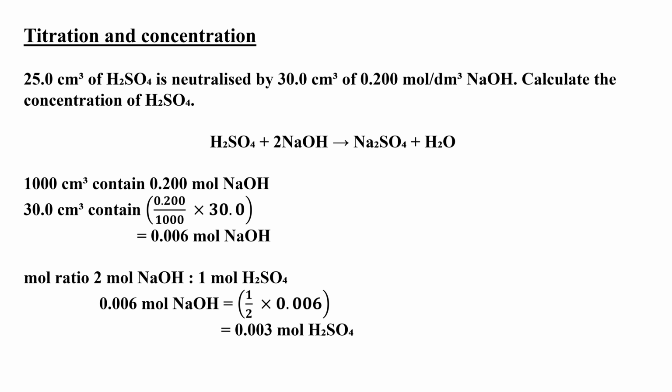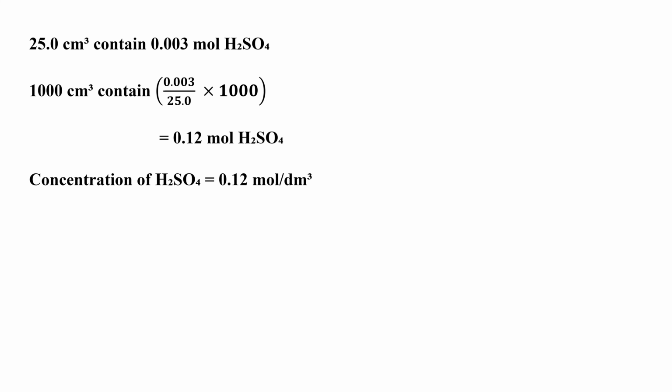For this question, 0.200 mol dm⁻³ means that in 1000 cubic centimeters there are 0.200 moles of sodium hydroxide. Then by simple proportion the number of moles in 30 cubic centimeters can be found. Then by comparing the mole ratio from the equation, the number of moles of sulfuric acid can be obtained. This number of moles of sulfuric acid is found in 25 cubic centimeters. Then by proportion, the number of moles in 1000 cubic centimeters is calculated, which is the concentration of sulfuric acid.